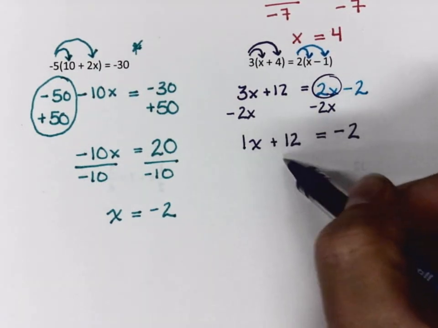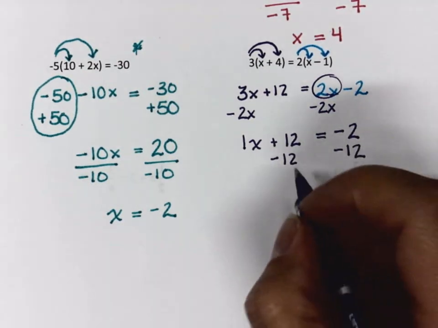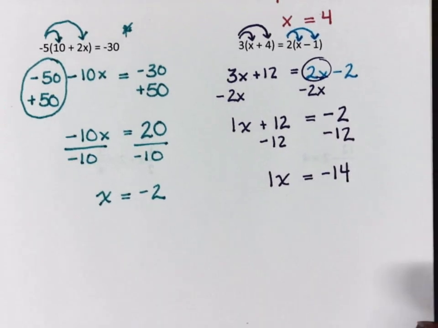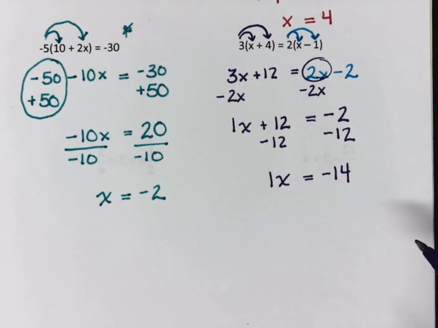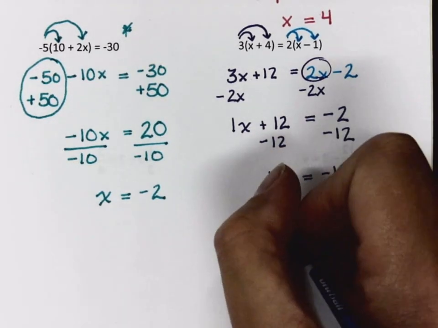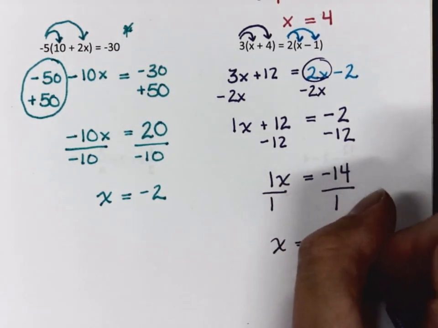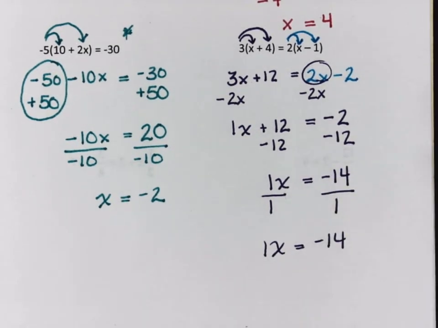Now I want to get rid of this 12. I don't want it to be with the x, so I'm going to subtract 12. Subtract 12. So I'm left with 1x equals negative 14. Do I need to divide out the coefficient of 1? I really don't, because anything divided by 1 is itself. So if you divide 1 out, you're going to have x equals negative 14. Well, you're going to have 1x equals negative 14, which is the exact same line we had up here. So you don't even need to do that step. But if it makes your head feel better, definitely do it. Okay, so that's the distribution part.